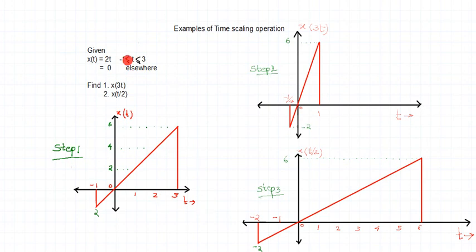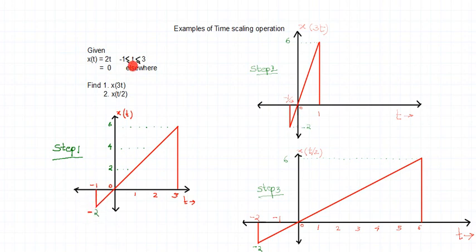Now let us start to plot. What is the very first time instant? Minus 1. If I take t as minus 1, what is the magnitude? Put t as minus 1 here: 2 into minus 1 is minus 2. So at t is equal to minus 1, the magnitude is minus 2. I'll plot that now. Here it is minus 2.